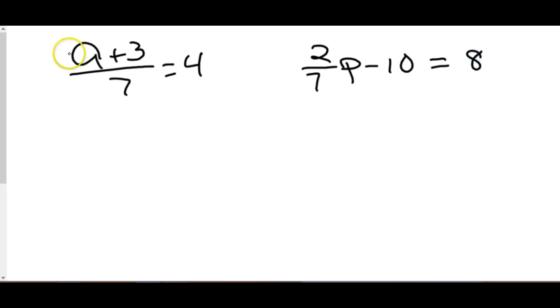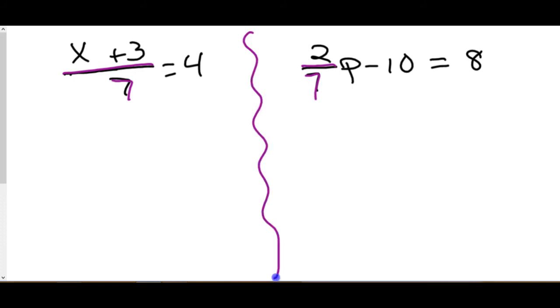So I'm actually going to change, that's an A, but to me it looks like a 9, so I'm going to change that to an X, just so we don't get confused. Now both of these have a divide by 7 in them. Both equations do. So these are two separate things. I'm going to put a squiggle to show, hey, these are two separate equations.